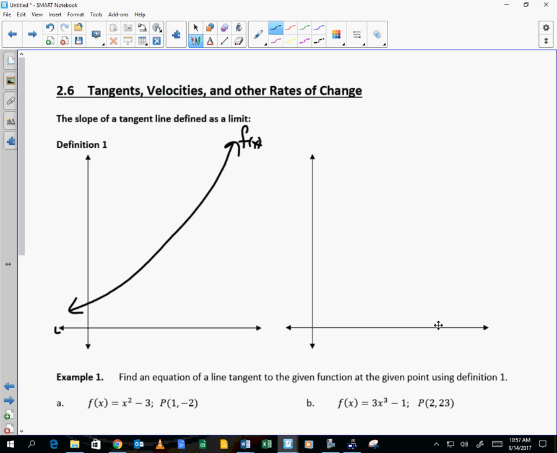So if we have a point, we'll call it A, and a line tangent at that spot, we want to be able to find the slope of that line. The problem is that we only have one point. So what do? We get a second point. We'll call that point X.